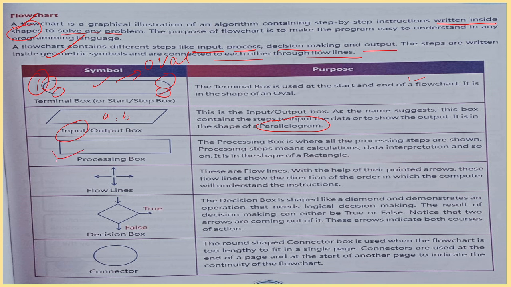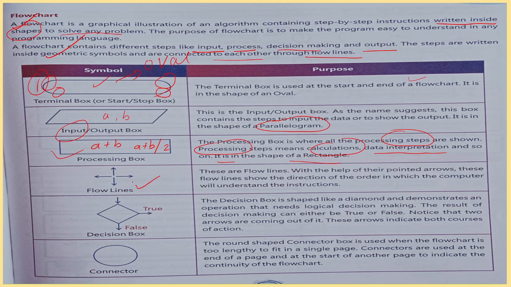Next, that is the processing box. It is a rectangular shape box. It is not a square, it is a rectangle because length and width are not equal. The processing box is where all the processing steps are shown. Processing steps means calculations, data interpretations, and many more things. Here you can put a plus b or a plus b by 2, because here we have to show the processing.